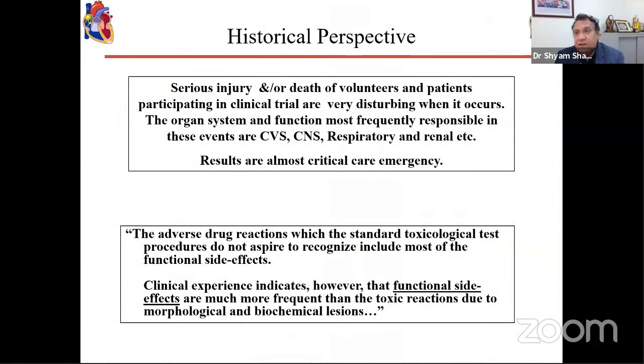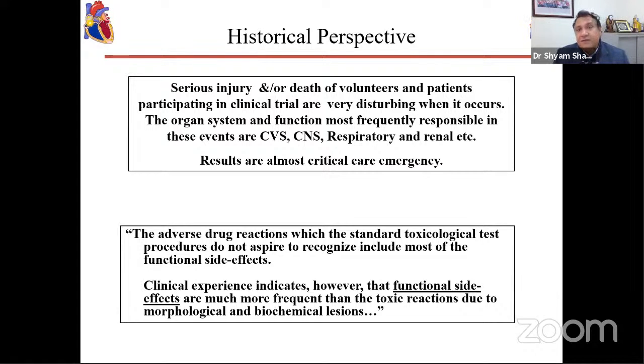From a historical perspective on what I'm going to talk about today, serious injury or death of volunteers and patients participating in clinical trials is very disturbing when it occurs. The organ systems and functions most frequently responsible in these events are cardiovascular, CNS, respiratory, and renal. Cardiovascular, CNS, and respiratory are considered the vital organ systems of the body, and any alteration in their functioning can lead to problems. Several drugs have been withdrawn from the market because of cardiovascular QT prolongation.